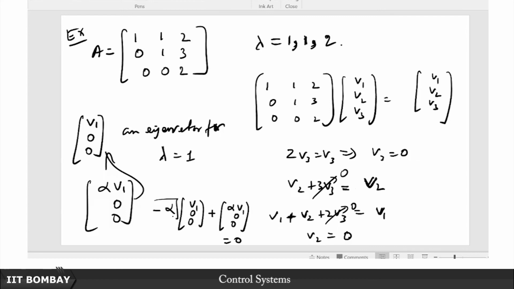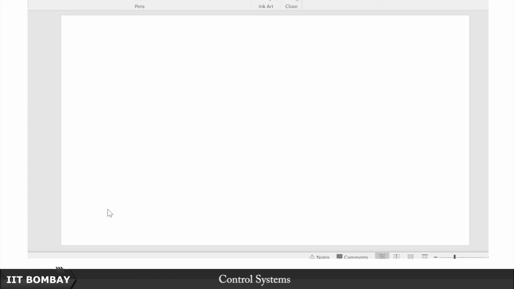So minus alpha times the first vector plus 1 times the second vector, yeah. So this vector and this vector, this gives you 0 where alpha is not 0 necessarily and 1 is also not 0. So a non-trivial linear combination giving you 0, which means that these are linearly dependent. So you fail to find two linearly independent eigenvectors for the eigenvalue 1 which is repeated twice, yeah. This is essentially the crux of the whole problem, yeah.